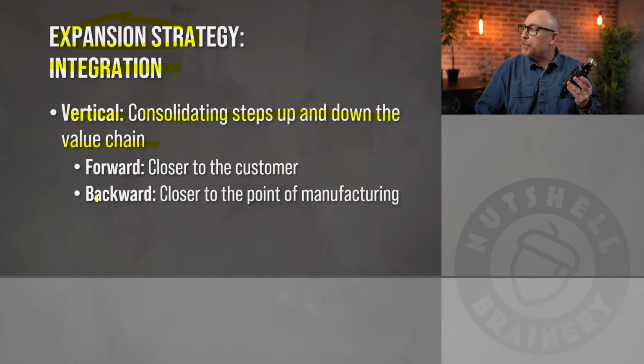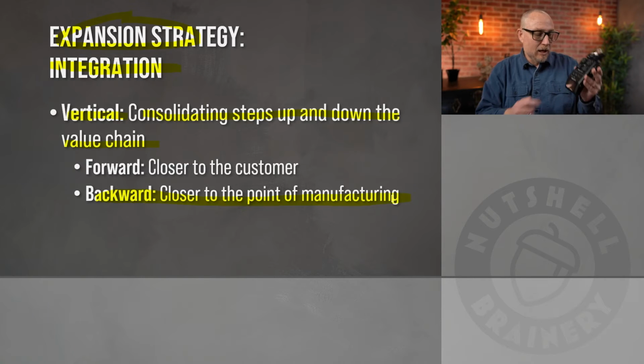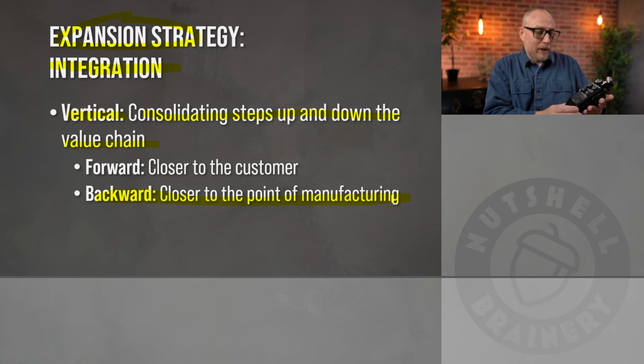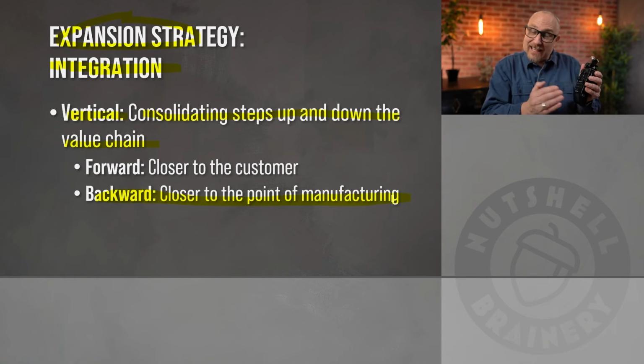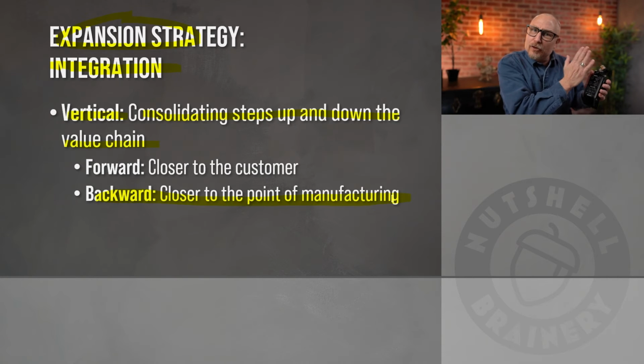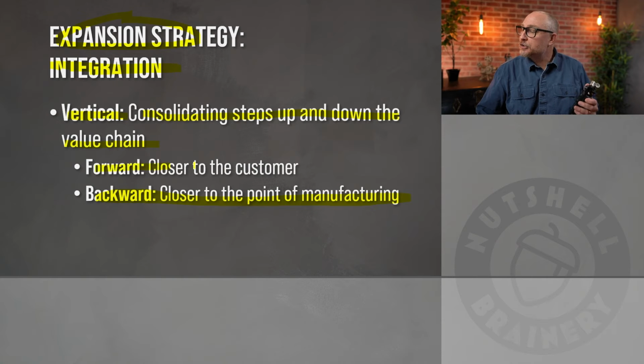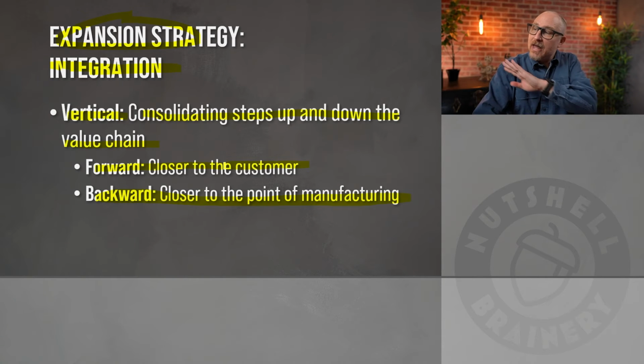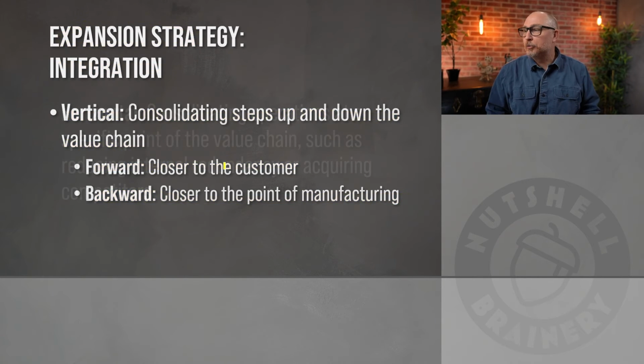Now, if we go backwards, we are getting closer to the point of manufacturing, meaning we're going to make the glass, we're going to make this microphone top, we are going to make the knobs, we're going to make all these items, getting further and further back, even to the point of raw materials. Forward to the customer means, you know what, we're going to make the packaging as well, and we are going to control distribution of this item and maybe even servicing of the item. So that is vertical integration.